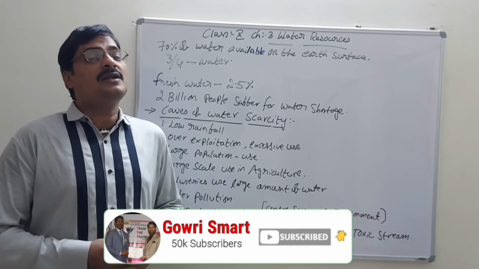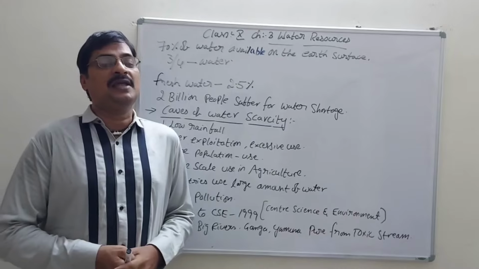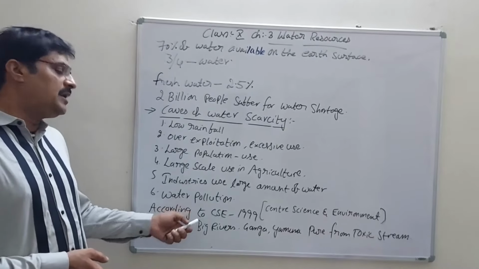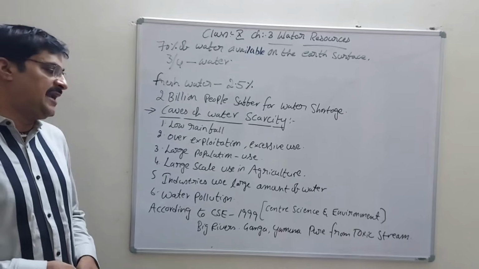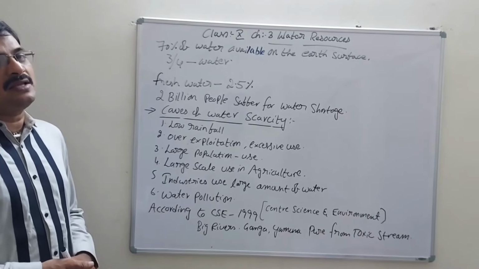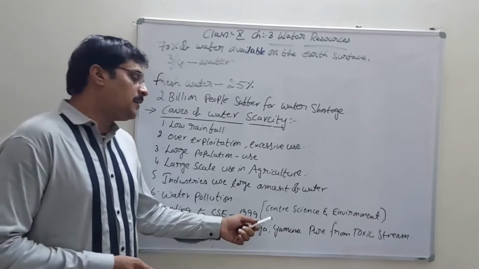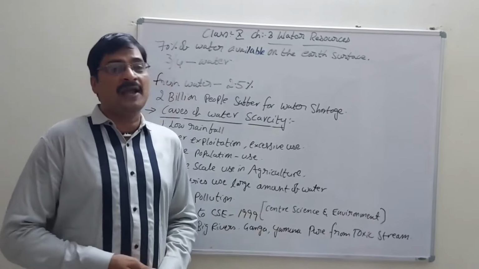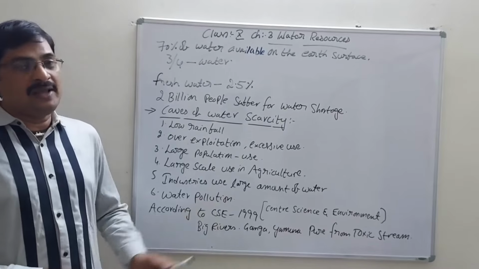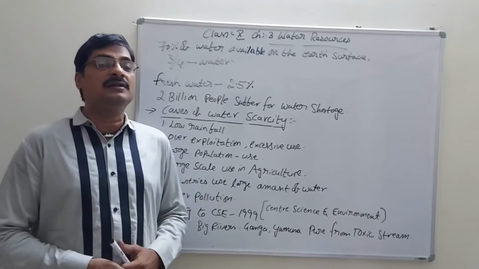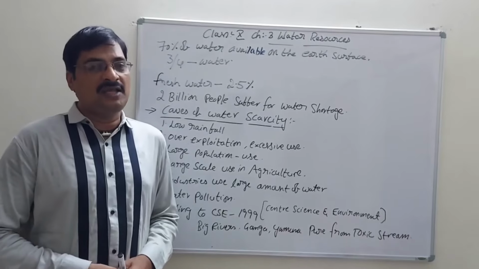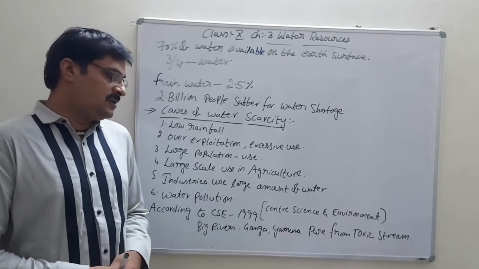And what does the CSC report say? According to the CSC report of 1999, big rivers like the Ganga and Yamuna are polluted with toxic streams. That means every year they have to purify the water of the Ganga and Yamuna rivers.